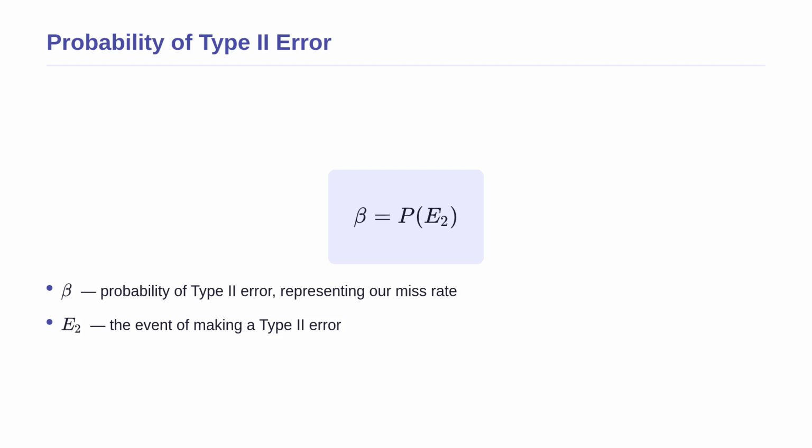Just as we quantified the false alarm, we must quantify the missed detection. We denote the event of making a type 2 error as E2. The probability of this happening is represented by the Greek letter beta. Beta is essentially a misread. It tells us the probability that we will fail to detect a real effect when it actually exists in the population. Unlike alpha, which we usually choose ourselves, beta is harder to pin down. It depends on several hidden factors, especially how large the actual effect or difference truly is. A higher beta means a higher chance of missing the truth.